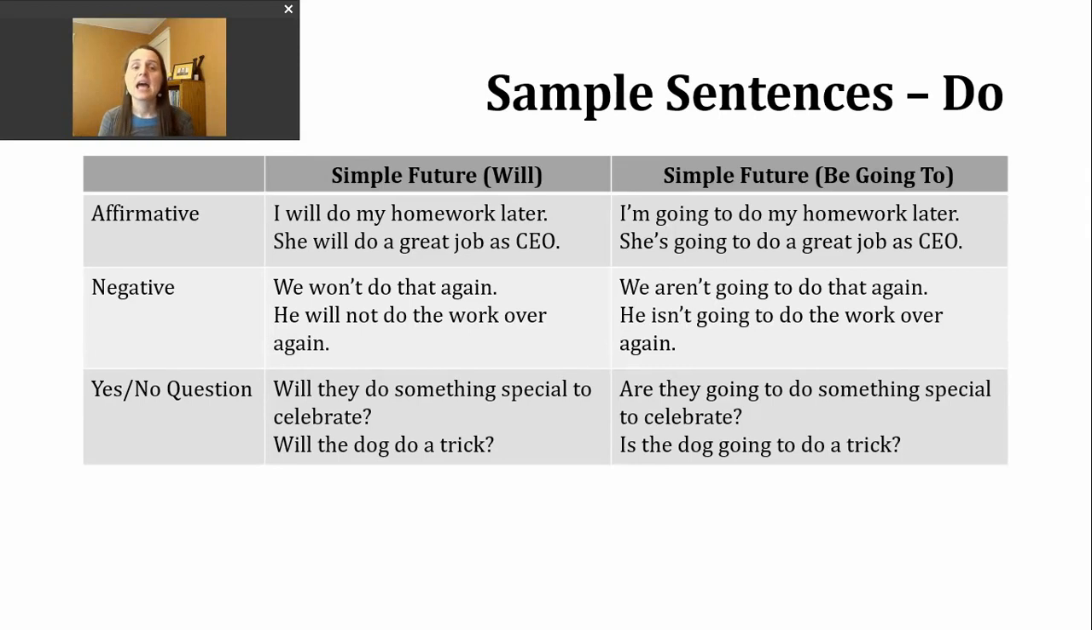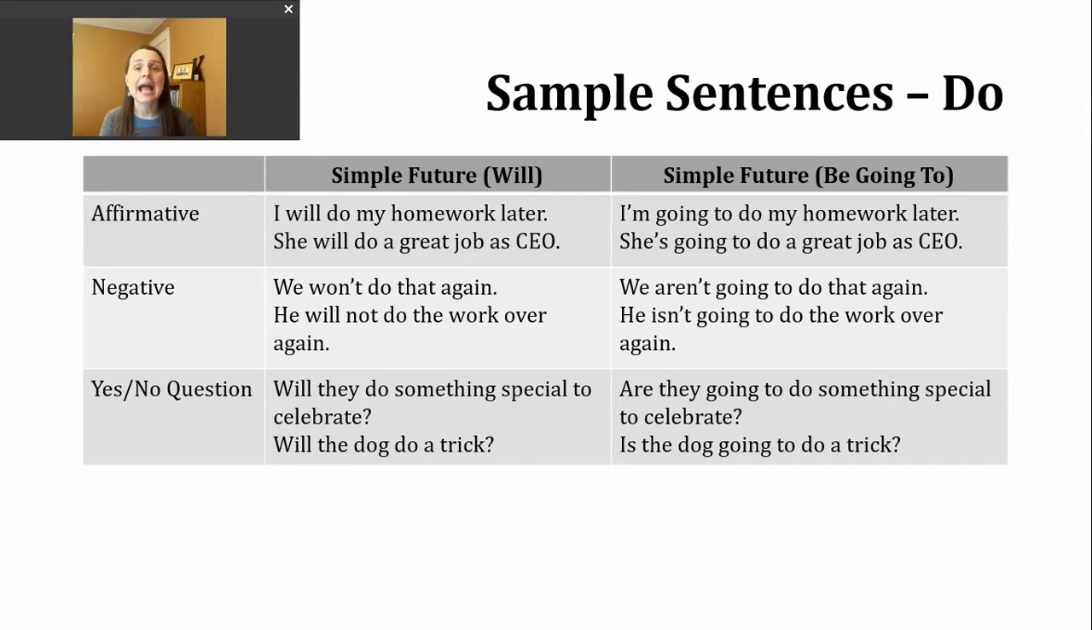Okay? Here is another example affirmative sentence. She will do a great job as CEO. CEO is usually the top person in a company. So this to me sounds like a prediction. Maybe someone new has been hired in this role or this position. Okay? She's going to do a great job as CEO. This also sounds like a prediction. So these two sentences, I would say, have exactly the same meaning.